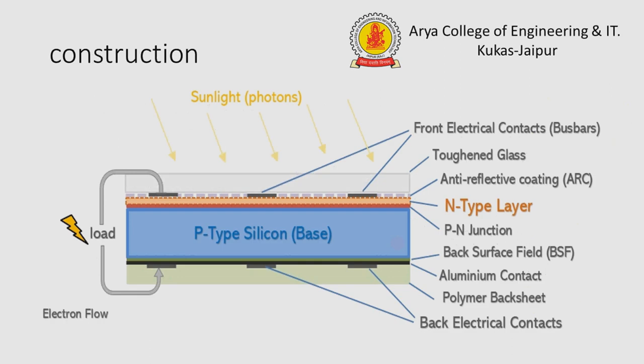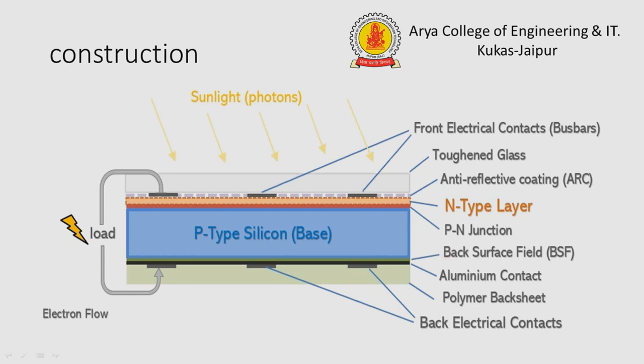So here is the construction of a solar cell. Basically, there are front electrical contacts and back electrical contacts. They are used to connect the load. There is toughened glass which will protect our solar cell from dust, anti-reflective coating, and N-type layer. In red color, it's an N-type layer, and in blue color, it's a P-type layer. Between them there is a PN junction.